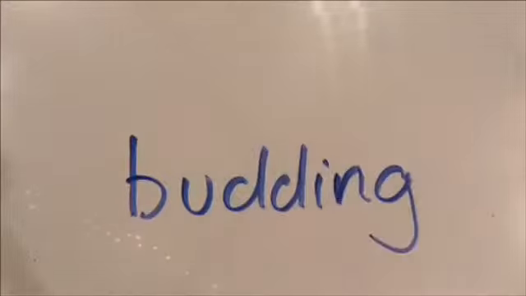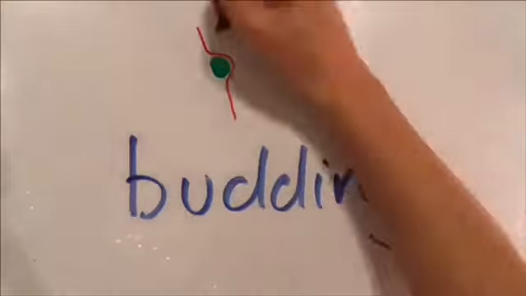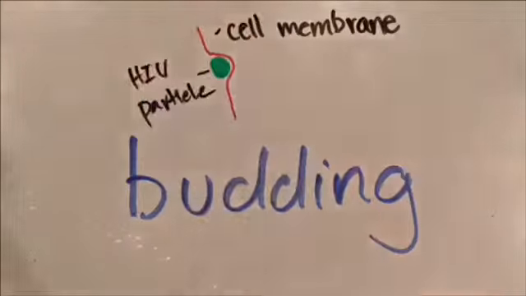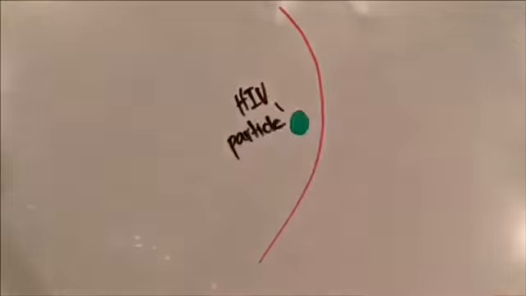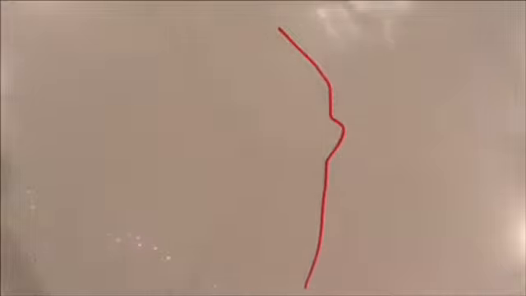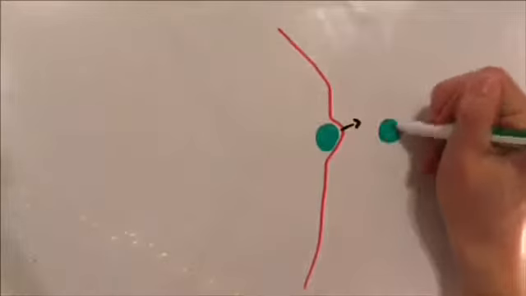Seventh step, budding. This is the final stage where the HIV virus is going to push out of the host cell, stealing some of the host cell's cell membrane, and then going to do the same process that it just did to this host cell to another harmless host cell.